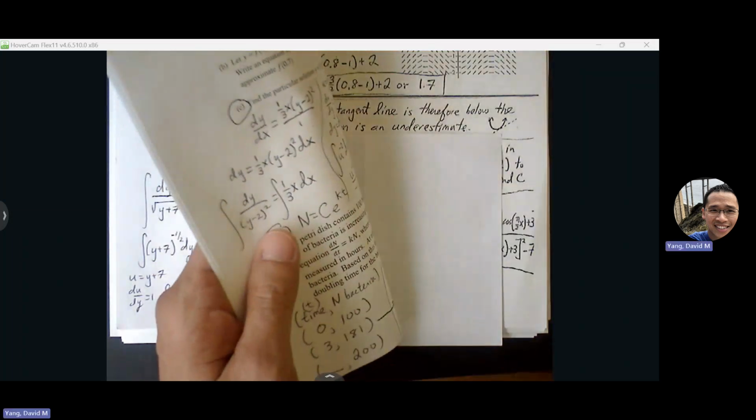Okay, I know we did this yesterday during review session, but I want to do this again. This is the potato problem on page 5.